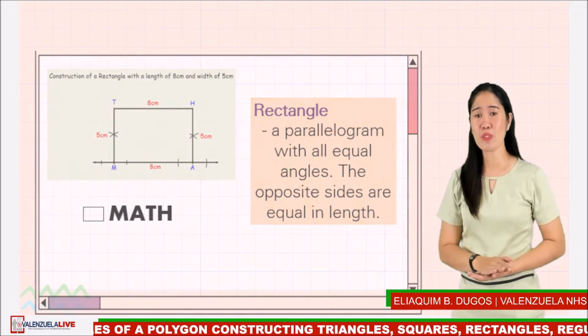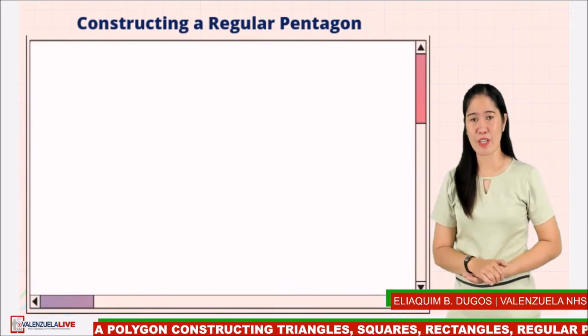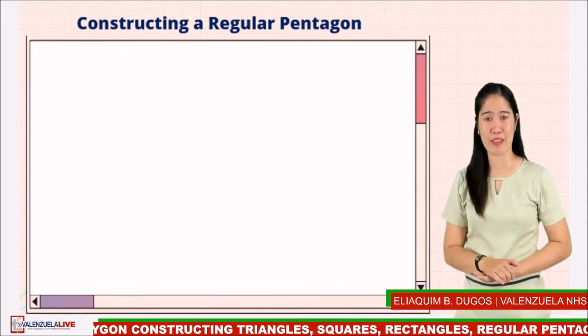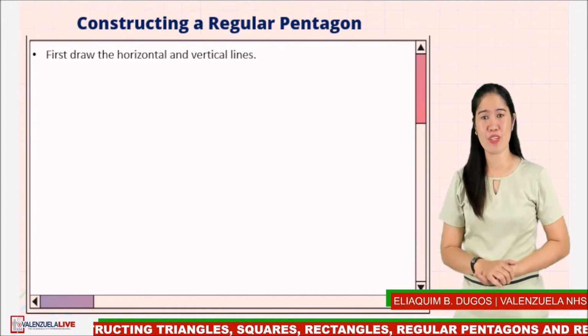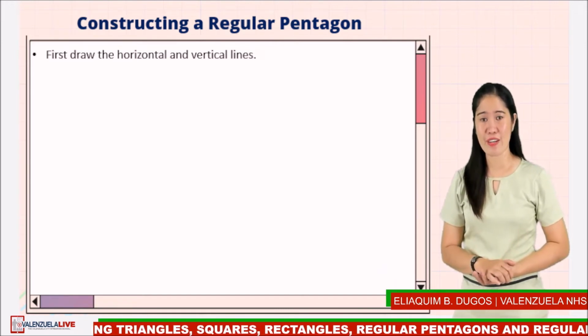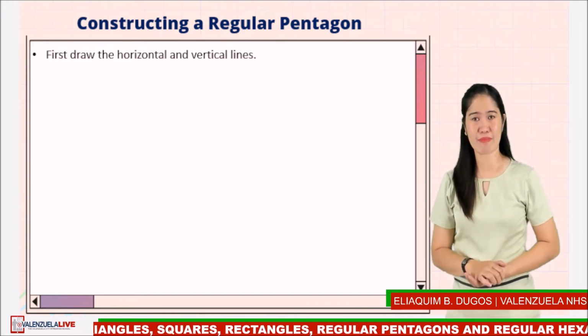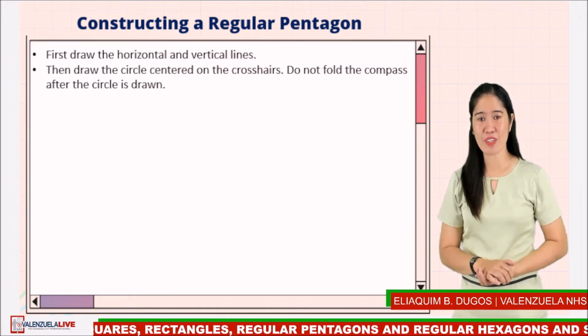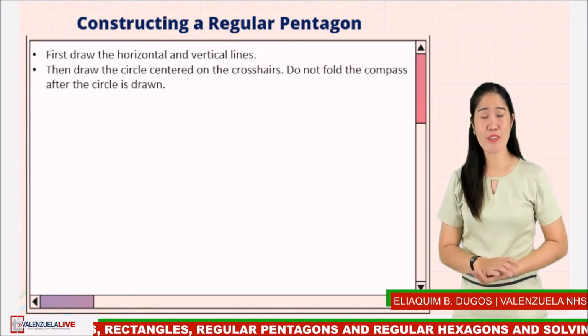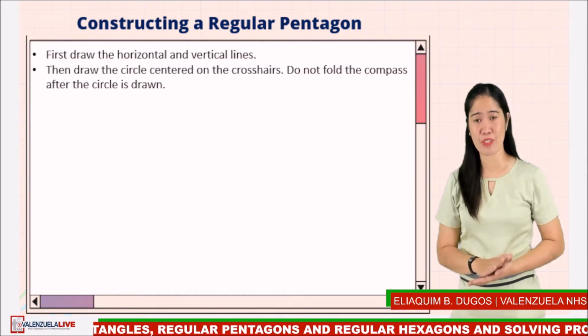We go now to a pentagon. How we're going to construct a pentagon. Here are the steps. First, draw the horizontal and vertical lines. Then draw the circle centered on the crosshairs. Do not pull the compass after the circle is drawn.